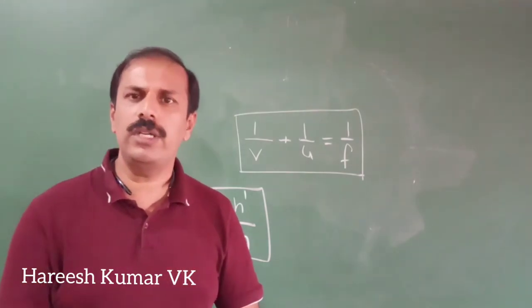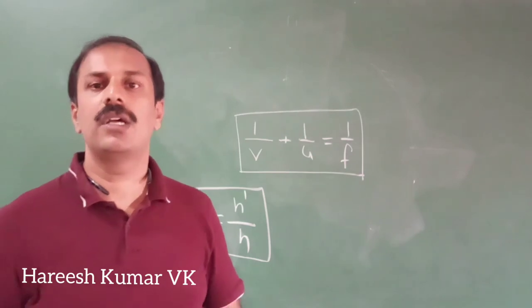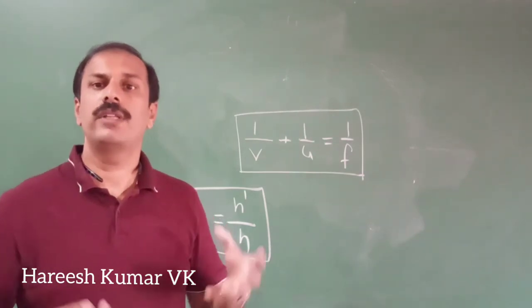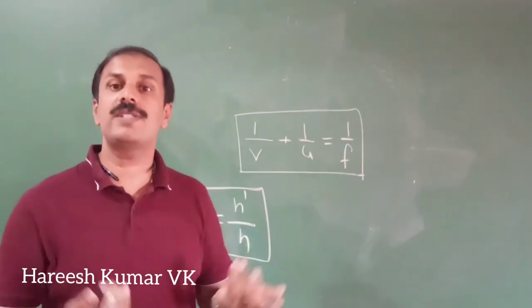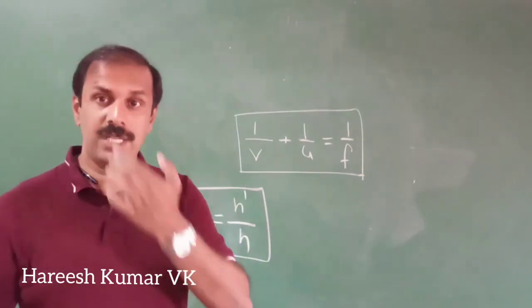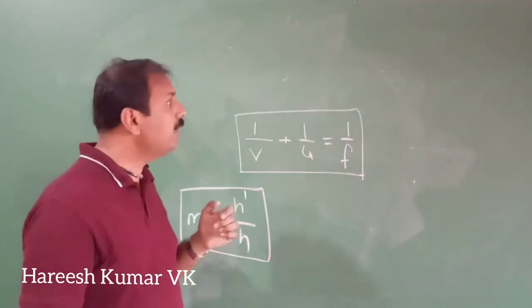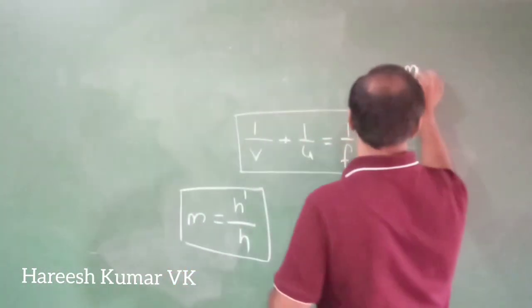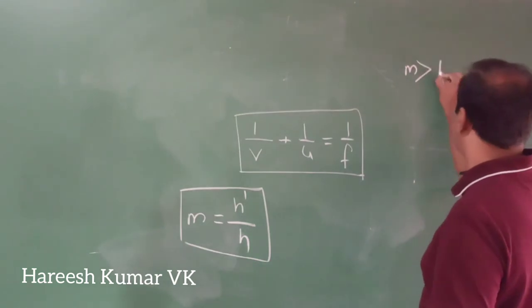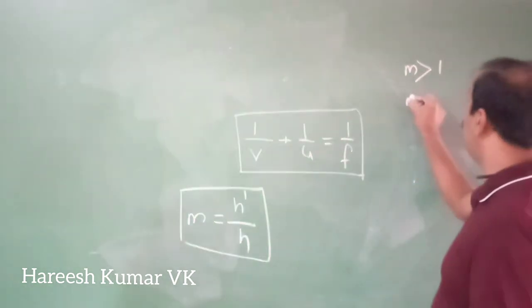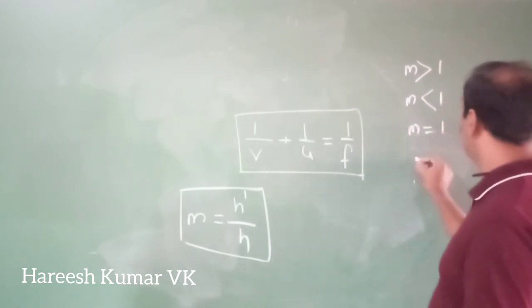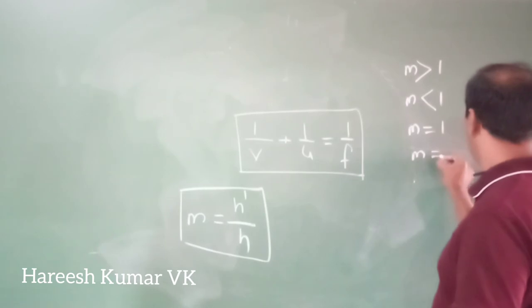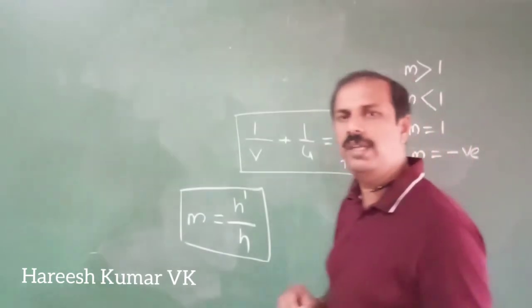What is the meaning of that? If magnification is, for example, 2, then the size of the image divided by the size of the object is 2. So the image size is bigger than the object size. So all these things you can remember: the magnification value greater than 1, less than 1, equal to 1, or negative. For all these we have some meaning.